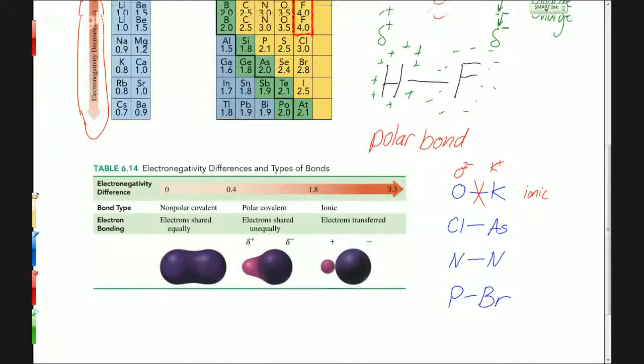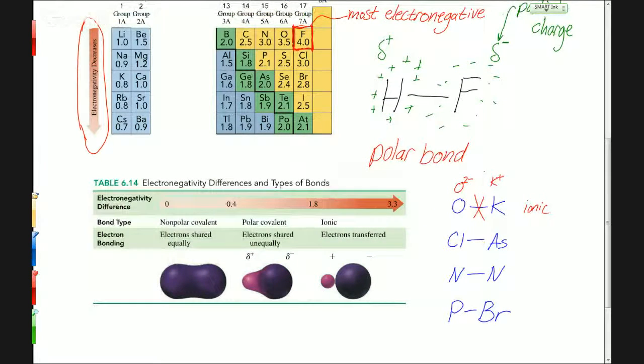What about between arsenic and chlorine? Where would you categorize that one? Polar covalent? Yeah, the difference in electronegativity is about 1, right? 2.0 to 3.0. So that would put it squarely in that middle polar covalent range.